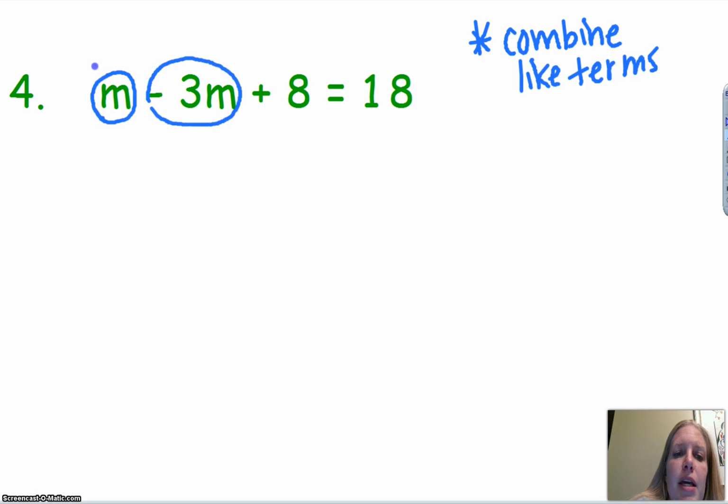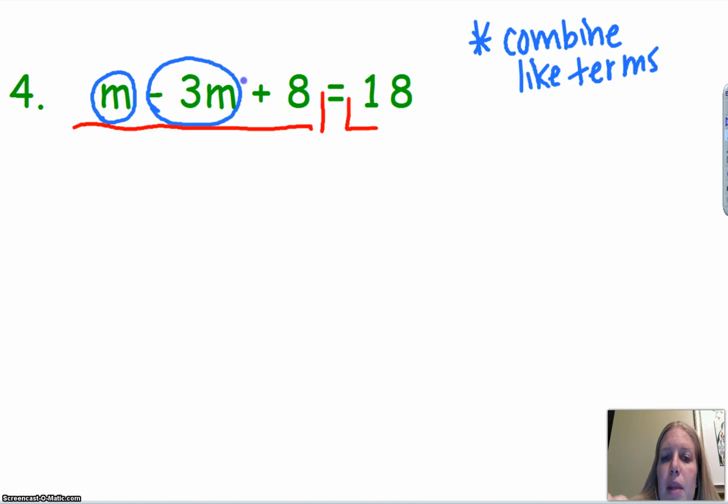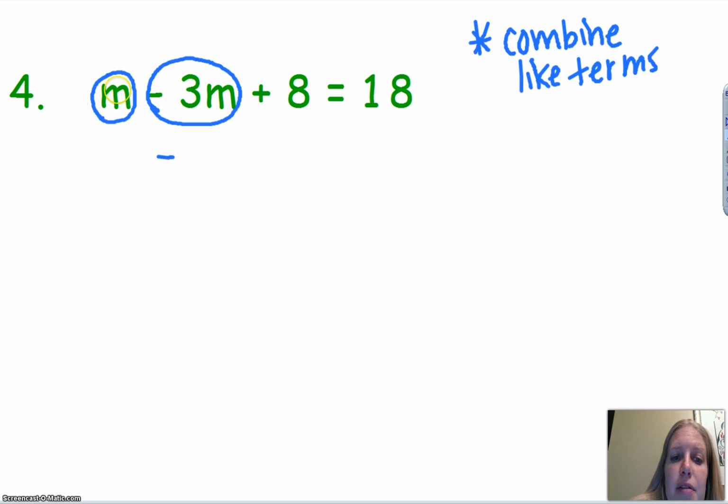So m minus 3m. Now you can only do this when they're on the same side of the equals. They're all over here on this side of the equal sign. The equal sign kind of breaks up the equation. It's the balance. So anything on one side of the equal sign you could always put together. So m minus 3m, so 1m take away 3m's would be negative 2m plus 8 equals 18.